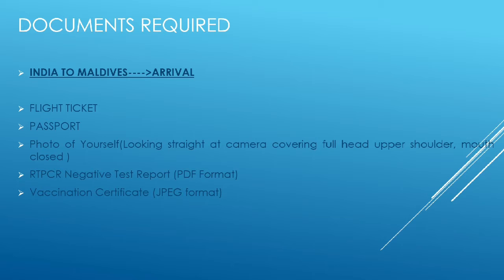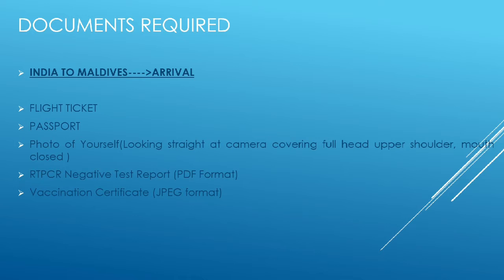And the next one is the RT-PCR negative test report. It should be in PDF format. And the next one is the vaccination certificate. It should be in JPG format. So if you have all these ready in your system, you can do it very easily.